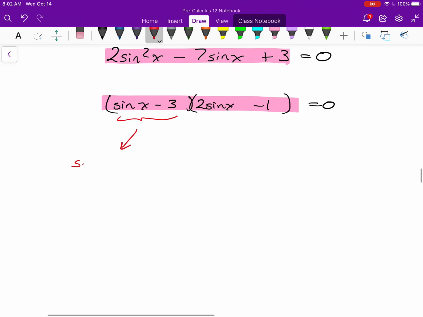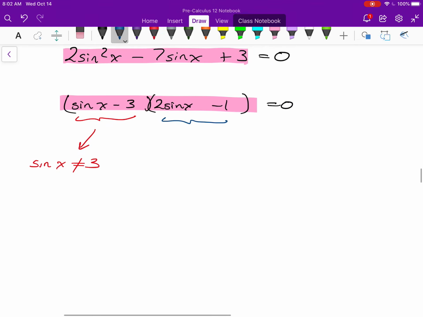Let's look at this. Here I have to think about, where does sine x equal 3? Well, sine x will never equal 3, right? The biggest value that can ever come out of a sine function or a cosine function is 1. So that means there's nothing more for me to do. That factor doesn't lead to any solutions. That's nice.